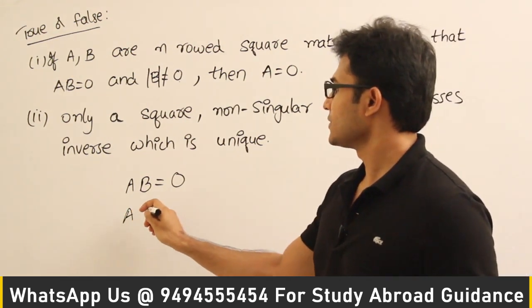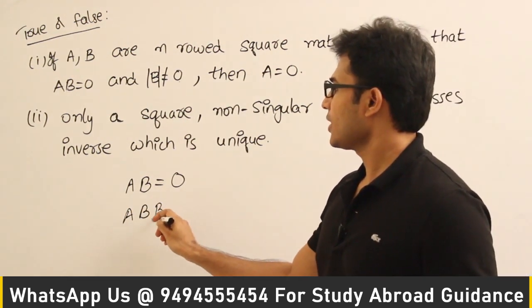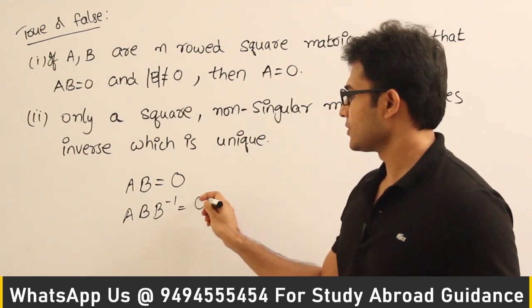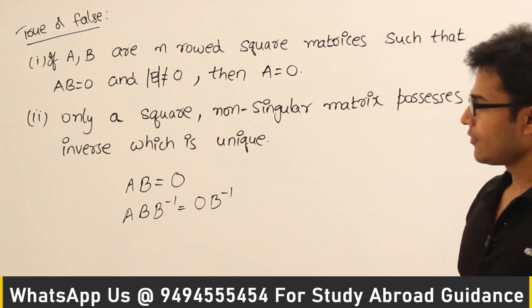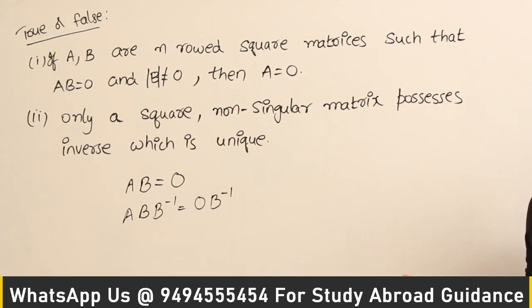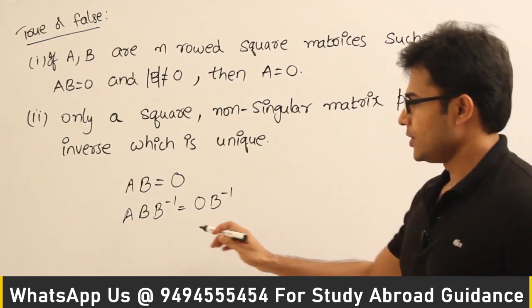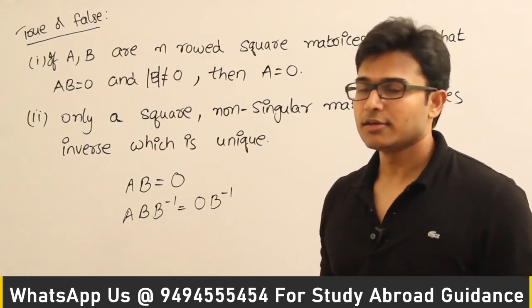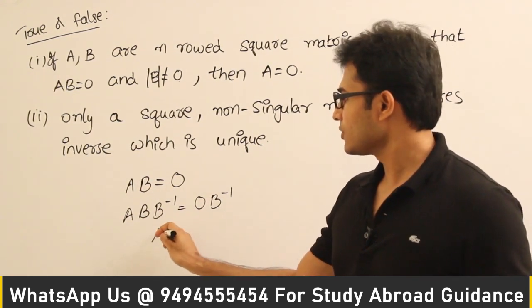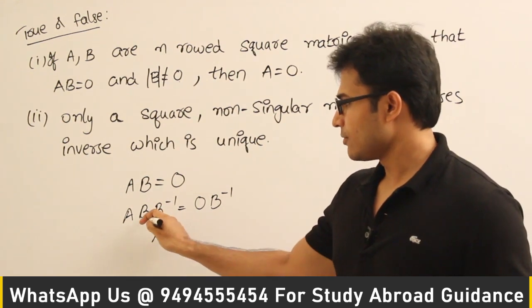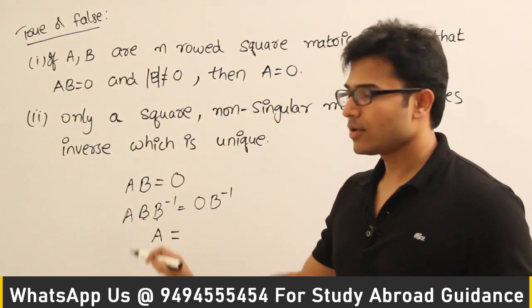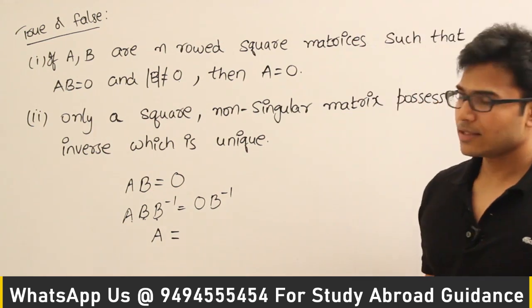What I am trying to do is A into B here, and I am going to multiply with B inverse here, and the null matrix into B inverse. And we know that whenever I multiply anything with a null matrix, the result is going to be null, and B into B inverse is going to be I. So A into I is A. See, B into B inverse is I, and A into I is A. Therefore the left hand side is A.